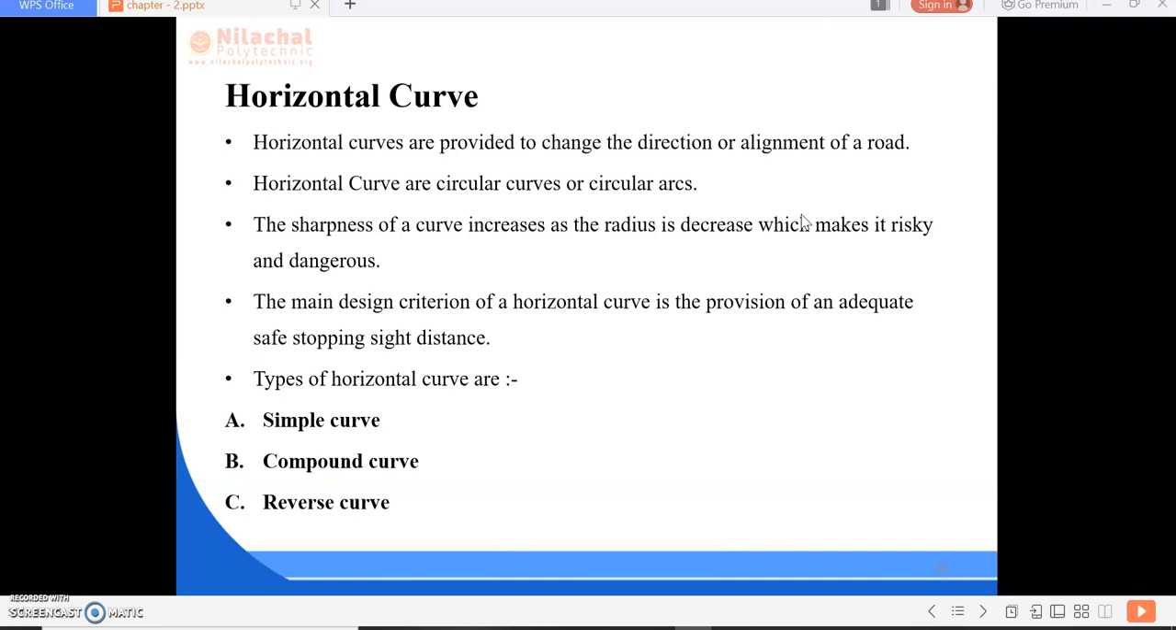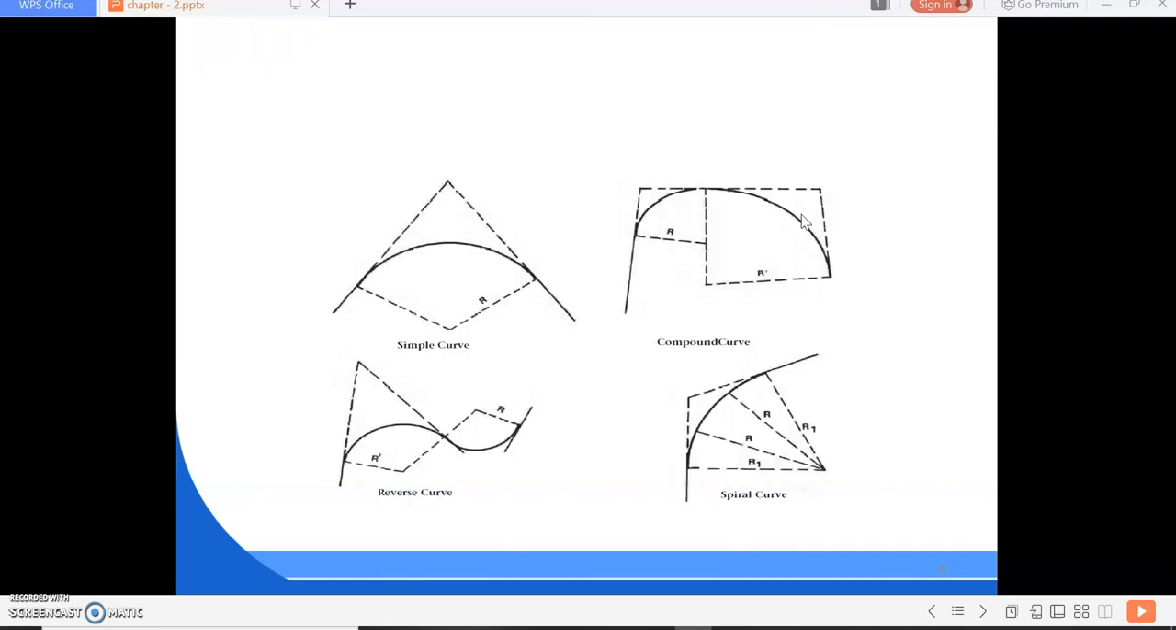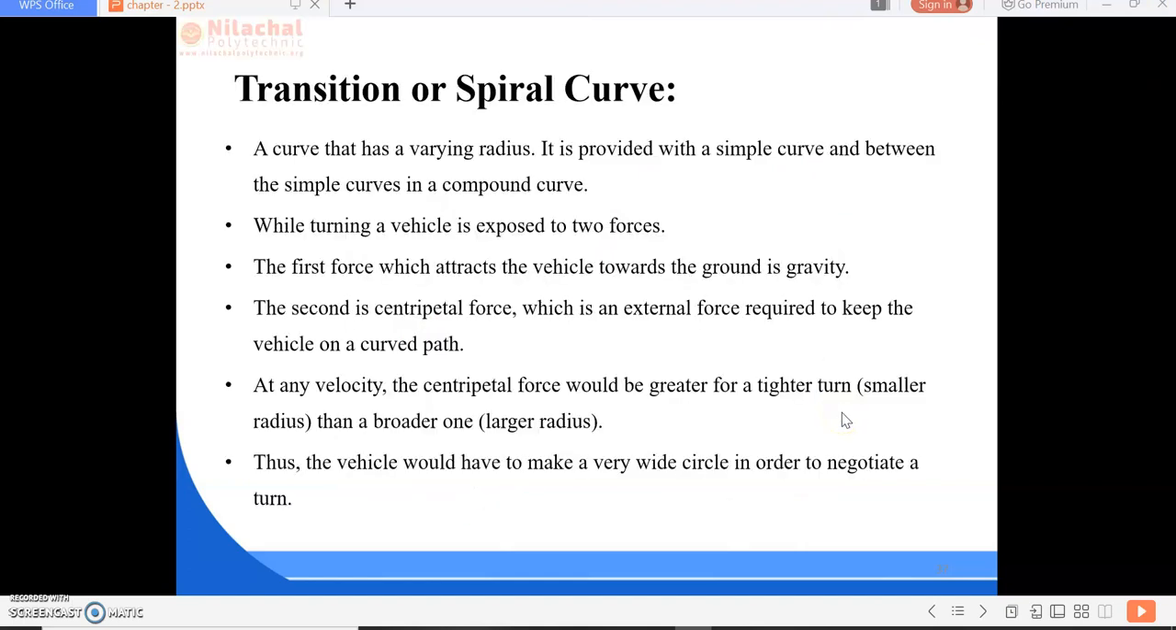So there are three types of horizontal curve. First one is circular, second one is compound, and third one is reverse curve. So we can say simple curve, compound curve, reverse curve, and spiral curve. Transition or spiral curve is a curve that has a varying radius. It is provided with a simple curve and between the simple curves in a compound curve.